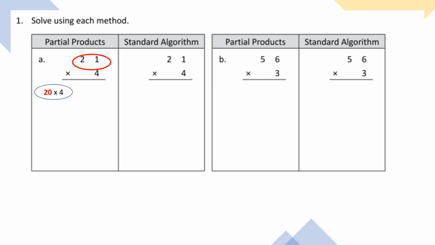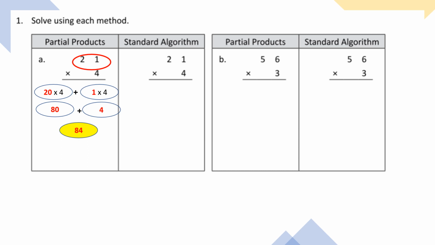All right, let's get started. So we have 20 times 4 plus 1 times 4. So see, we broke apart the 21, 20 plus 1, and we multiply both times 4. That's using partial product. So first we're going to solve 20 times 4, which is 80, plus 1 times 4, which is 4. And then we add that together. 80 plus 4 is 84. So we've solved 21 times 4 using partial product.